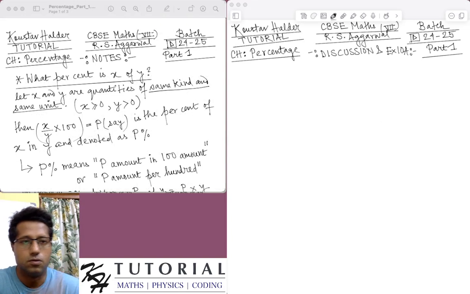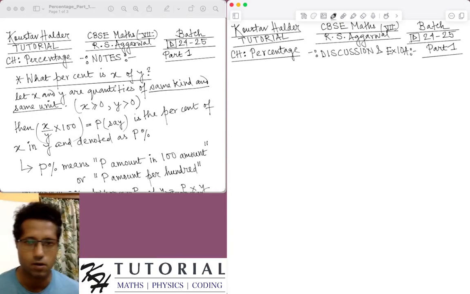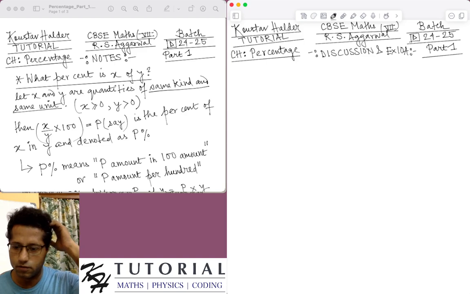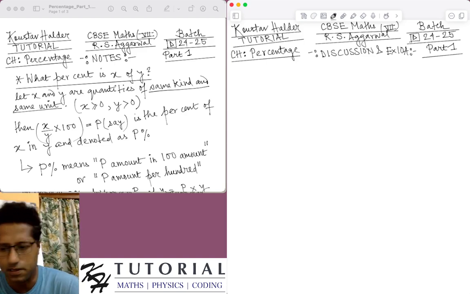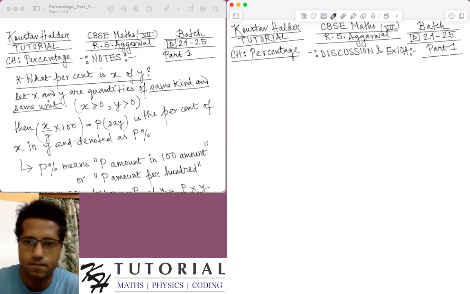Okay, so I have my rough notes prepared on the left hand side, and on the right hand side I will discuss any concept and solve the problems. So first of all, what is a percentage? We speak of what percent x is of y.